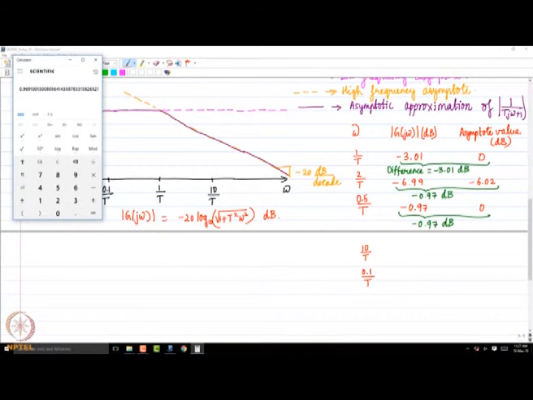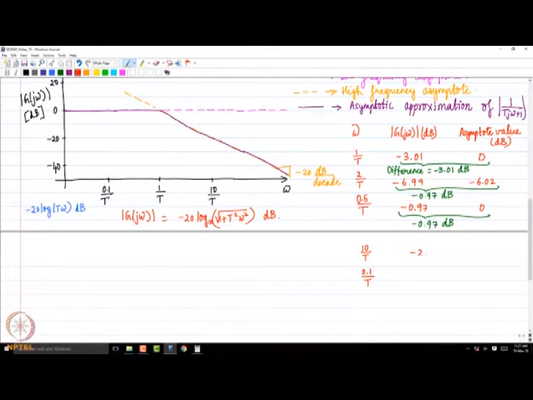So you are going to get T omega to be 10. So T squared omega squared will be 100. So you take the square root of 101, take the log and then multiply it by 20. So you get minus 20.04. Am I correct? So this will be minus 20.04. And what will be the asymptotic value? Minus 20. So what is the difference? Minus 0.04 decibels. And what about at 0.1 by T?